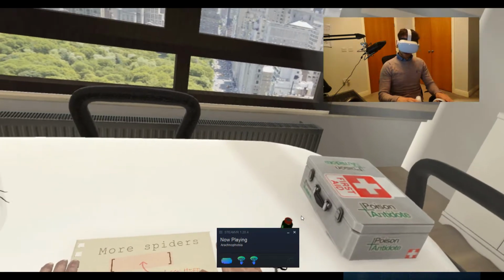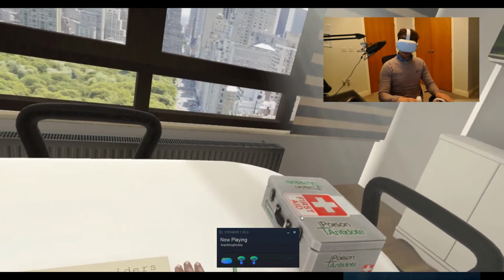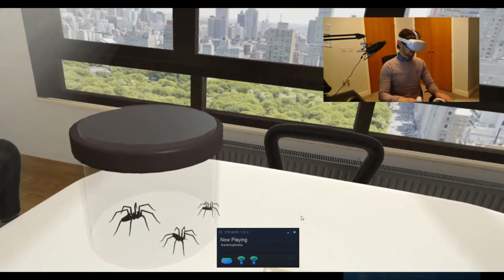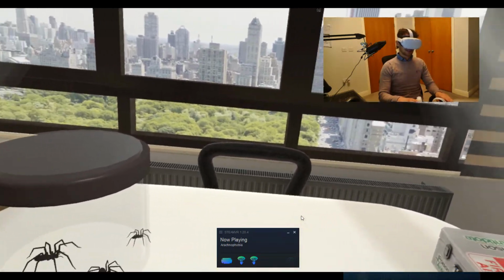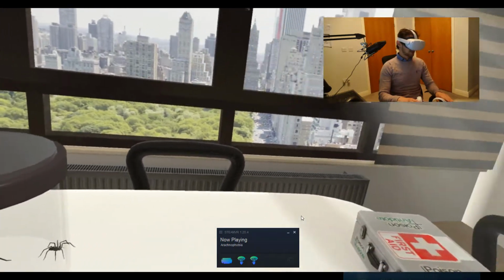Again, I'm a bit worried about the next step because of this first aid and poison antidote thing. That's not going to get you over your spider phobia. Don't go to that level.